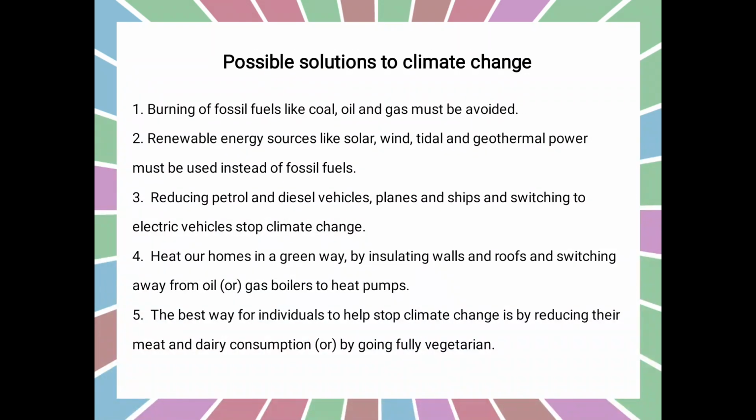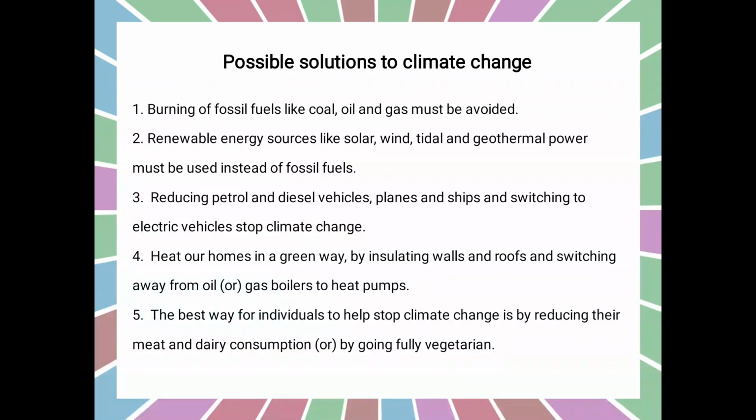Possible solutions of climate change. Banning of fossil fuels like coal, oil, and gas must be avoided. Renewable energy sources like solar, wind, tidal, and geothermal power must be used instead of fossil fuels. Reducing petrol and diesel vehicles, planes, and ships, and switching to electric vehicles stop climate change.